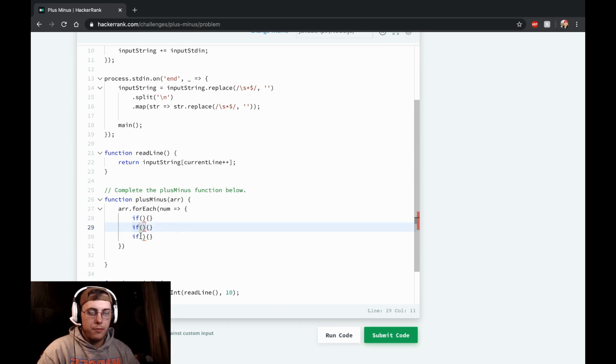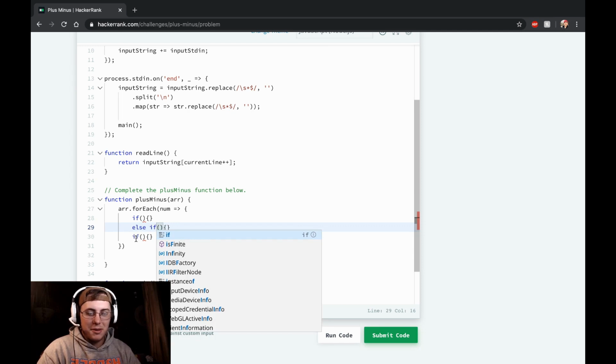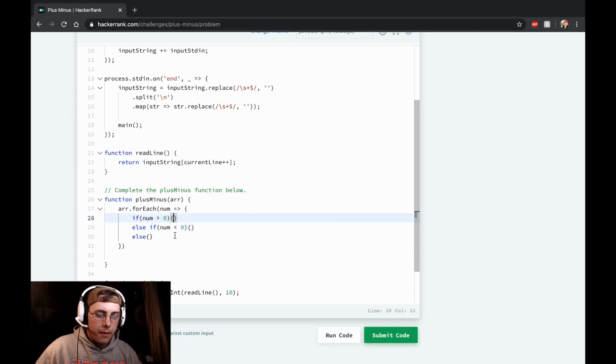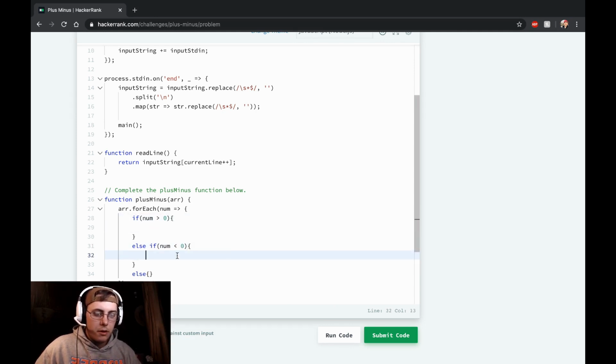So else if, not if else. Else if, and then this is going to be else. So this is going to be num is greater than 0, num is less than 0, and then this would be if num is 0. So I'm going to do something here, something here, and something here.